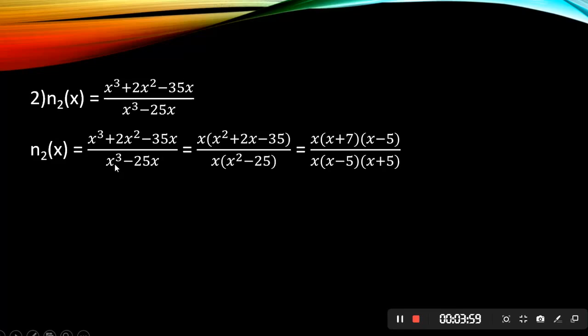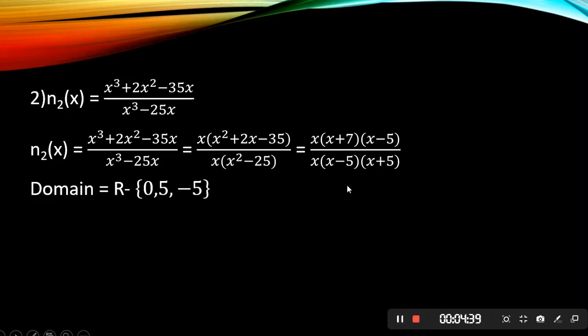Down, I have here x power 3 and x. I will take x out, and this will be x power 2 minus 25, and this can be factorized also to be x minus 5 times x plus 5. My second step, to find the domain. The domain, look to the denominator. What is the value of x that should make the denominator 0? X here equals 0, x here equals 5, and here equals negative 5. So the domain will be R minus {0, 5, and negative 5}.